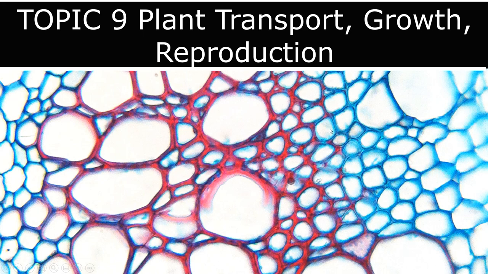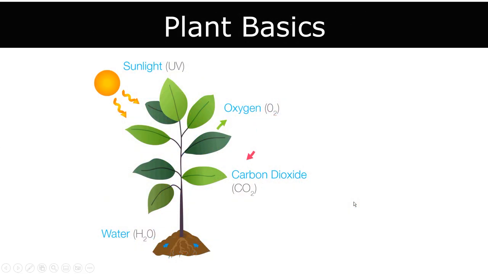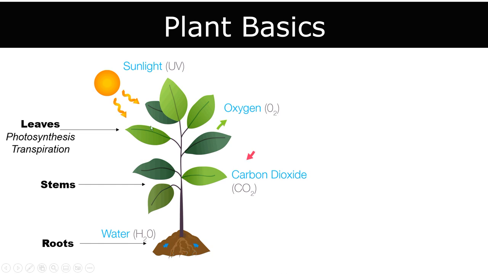All right, welcome to today's TED Talk on topic 9, which is all about transport, growth, and reproduction in plants. So you probably know a little something about plants coming into this. We know that plants have these different parts, these different organ systems, like roots that are in the ground, that are attached to stems, which hold up the leaves, and that in some cases in the angiosperms you'll have flowers. So all these different tissues are in existence in the plants.